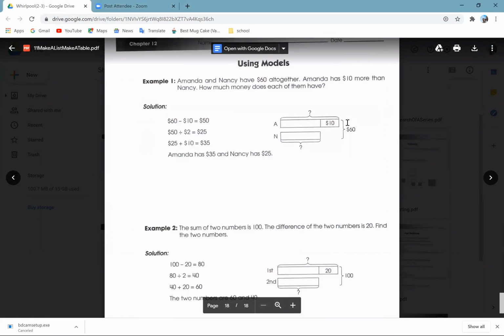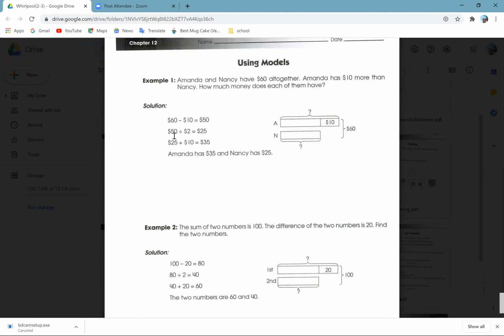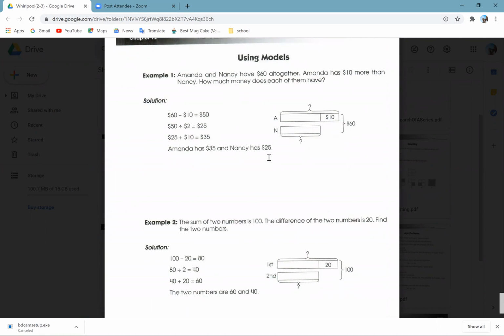And the last one, let's see. Oh, okay. Amanda and Nancy have 60 altogether. Amanda has 10 more than Nancy. How much does each of them have? So 60 minus 10 is 50. 50 divided by 2 is 25. 25 plus 10 is 35. Amanda has 35 and Nancy has 25.